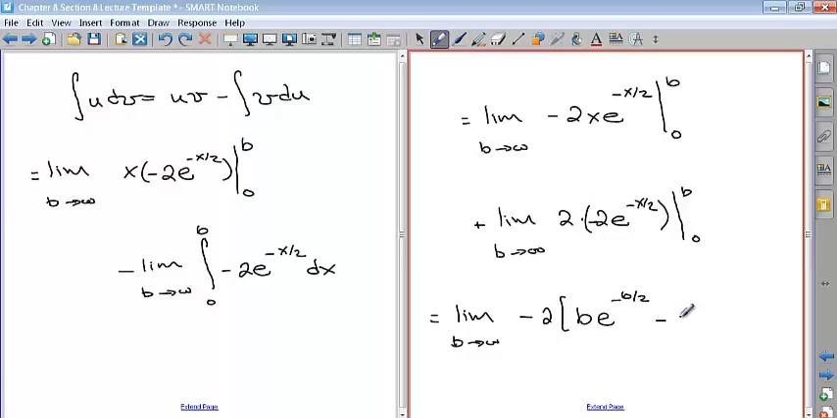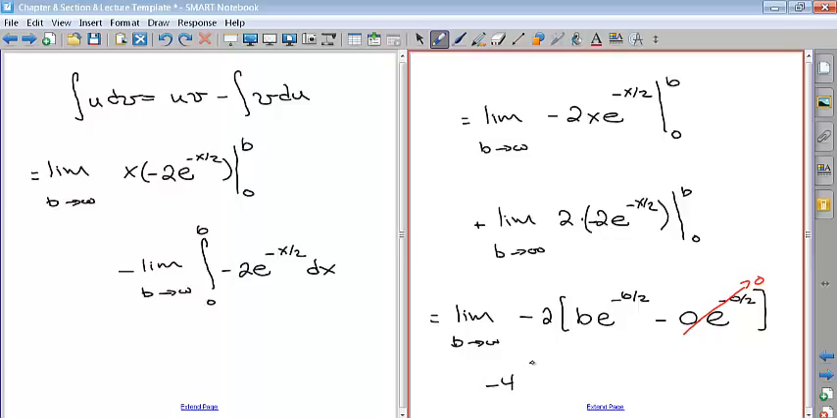And at the lower limit, it's going to be 0 times e to the minus 0 over 2. That term is going to go to 0. 0 times anything is 0, except maybe 0 times infinity. And then you have the second part, which, let's factor out the negative 2 times negative 2, so it's going to be negative 4.